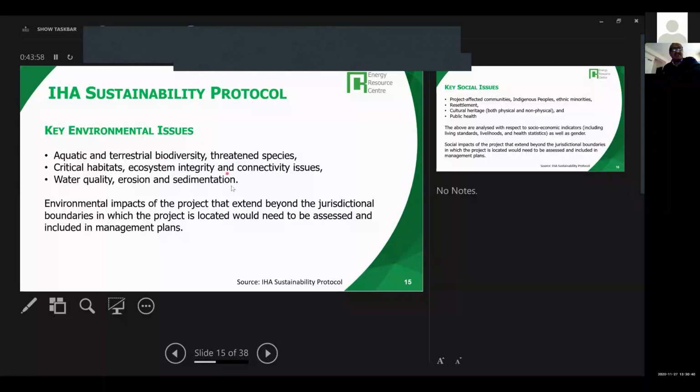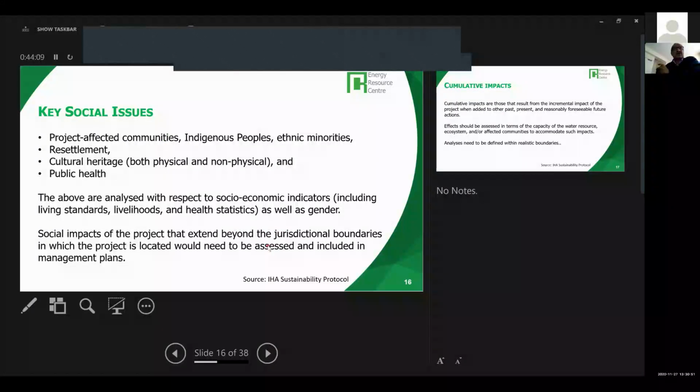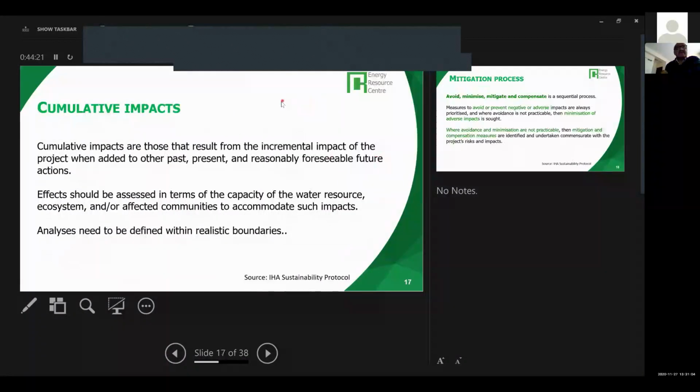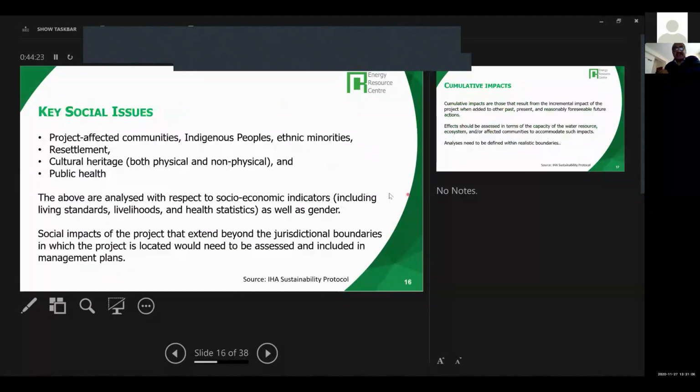So the environmental issues regarding these activities is very important to be monitored. In terms of social issues, what are the project affected communities? Who are the project affected communities? How are they impacted? Are there any indigenous people living in the project area? Are there any ethnic minorities?